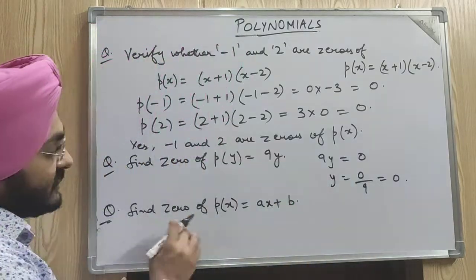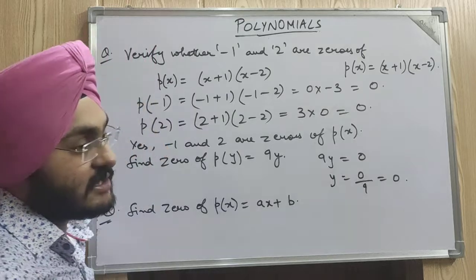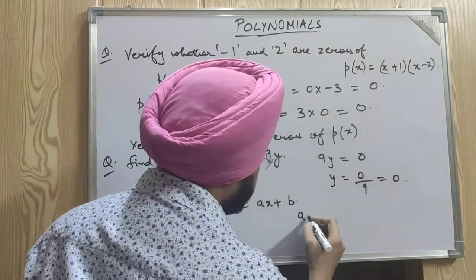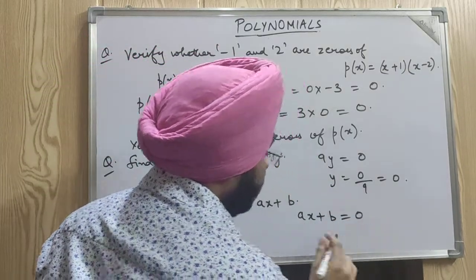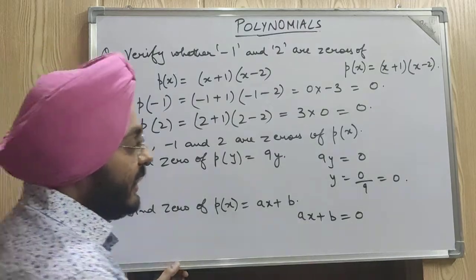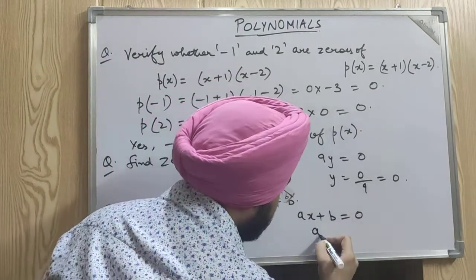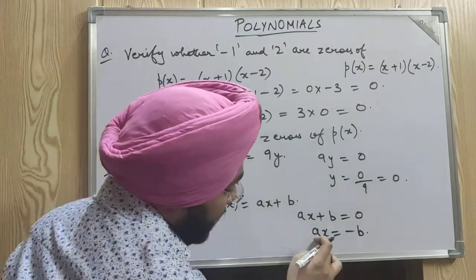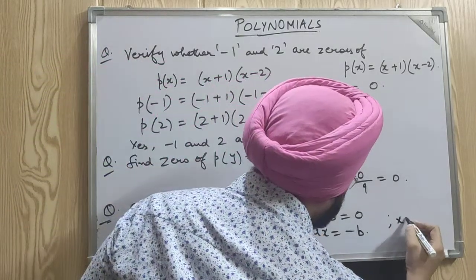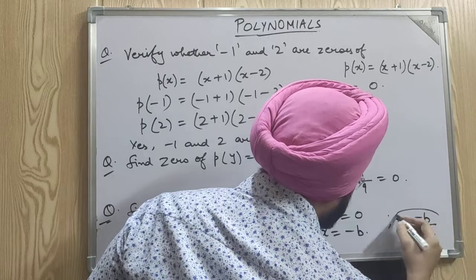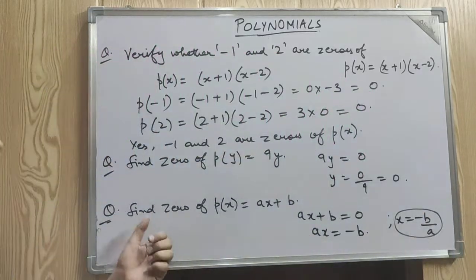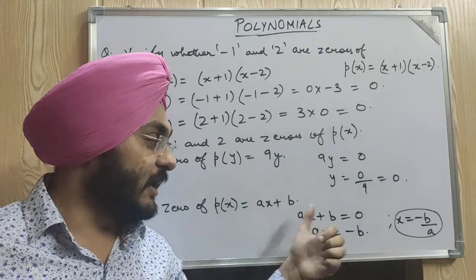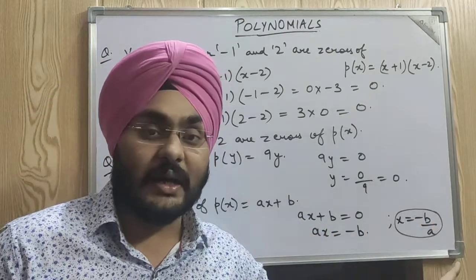Coming to the next, find the zero of the polynomial p(x) equals ax plus b. Again equating this to 0, from here we have to find the value of x. This positive b will go to the right side, so ax will be equal to minus b. Then this a will go to the denominator. So x will be equal to minus b by a. So the zero of ax plus b is minus b by a.